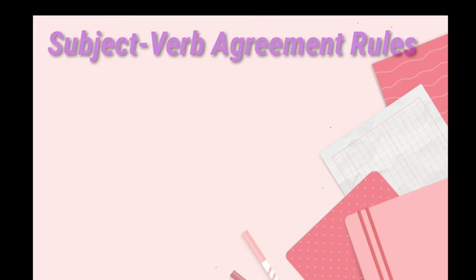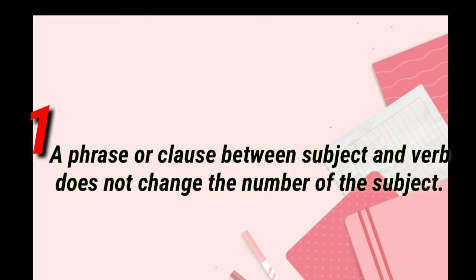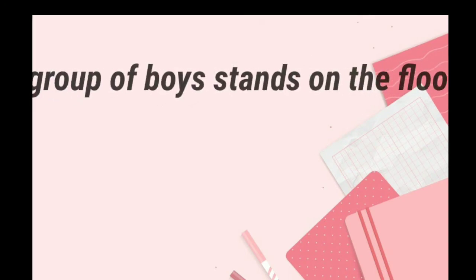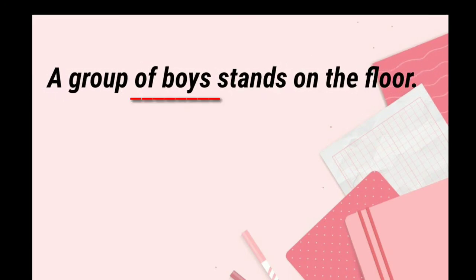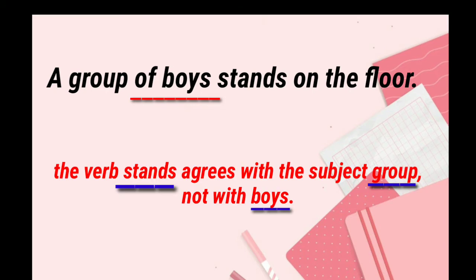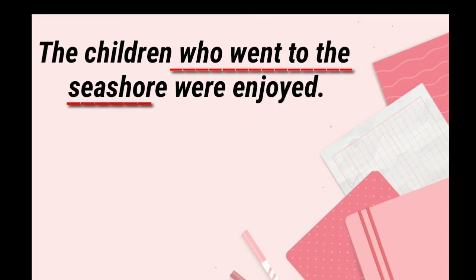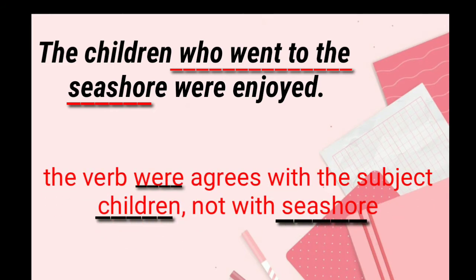Now, let's move on to the 12 subject-verb agreement rules. First rule states that a phrase or clause between subject and verb does not change the number of the subject. Let's say, for example, a group of boys stands on the floor. The verb stands agrees with the subject group, not with boys. The children who went to the seashore were enjoyed. The verb were agrees with the subject children, not with seashore.